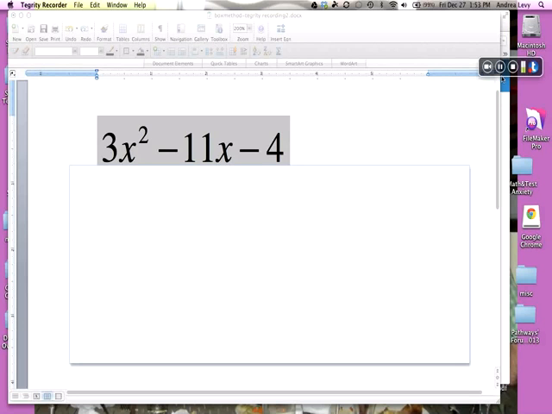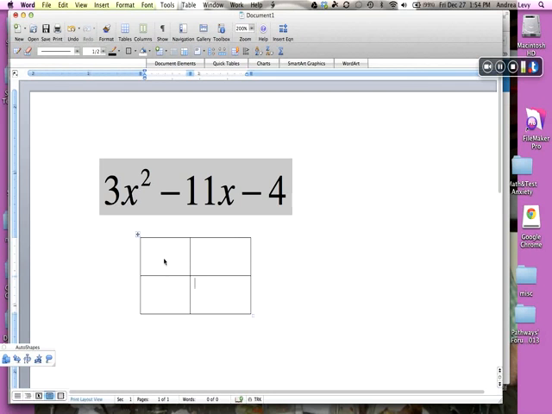I'm going to demonstrate how to use the box method to factor a polynomial where the leading coefficient is not a 1. This is a method that uses factoring by grouping, but we organize it in a slightly different way. The steps are very similar. So the first thing you want to do is create a box that's divided into 4 equal sections.